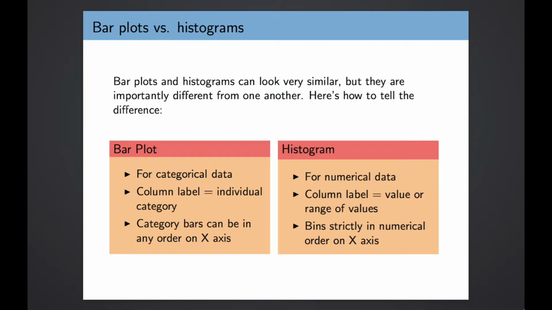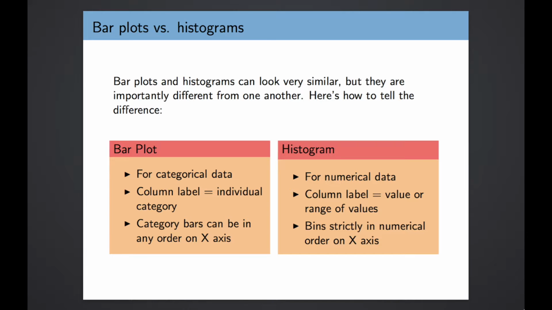In a bar plot, the labels for each individual column in the plot correspond to categories of our data, whereas in a histogram, the labels for each of the columns correspond to a value or a range of values of our data. So for a bar plot, we could have a column labeled male and a column labeled female, whereas for a histogram, we're more likely to have a column labeled 0 to 10 and 10 to 20, and so on.